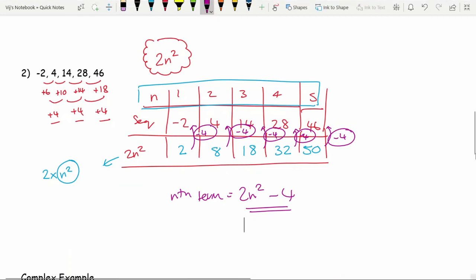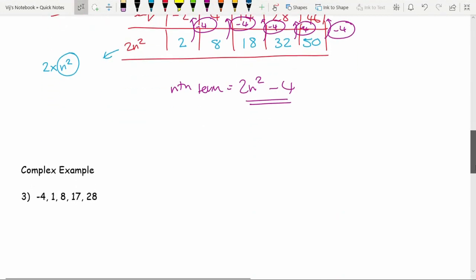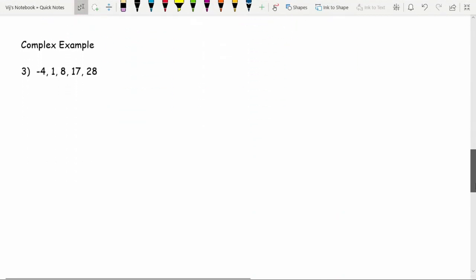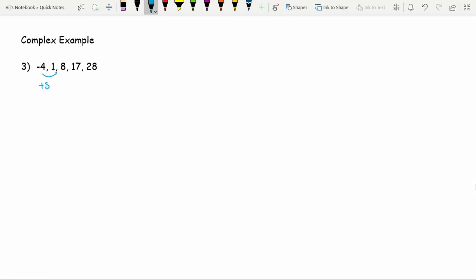So now moving on to what I'm already going to give you a clue is a more complex example. So here let's have a look at what the difference is going to be. Between 4 and 1 I've got to add 5. Between 1 and 8 I need to add 7. 8 and 17 is plus 9. And then I need to add 11. So working out the double difference, it's going to be plus 2, plus 2, plus 2.